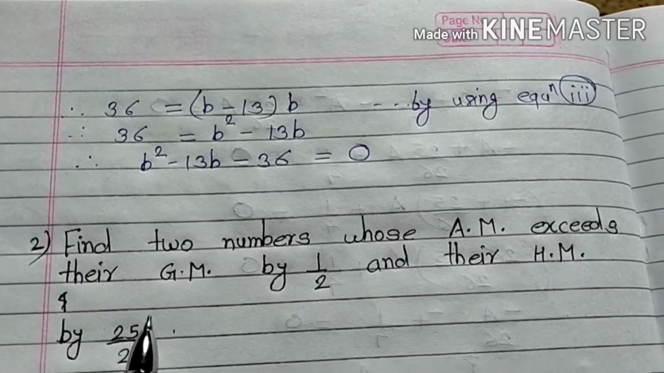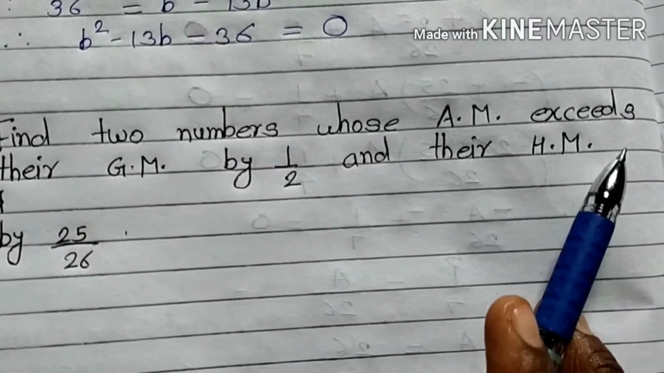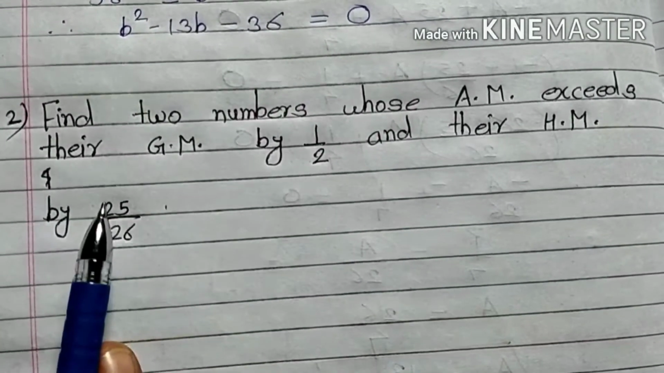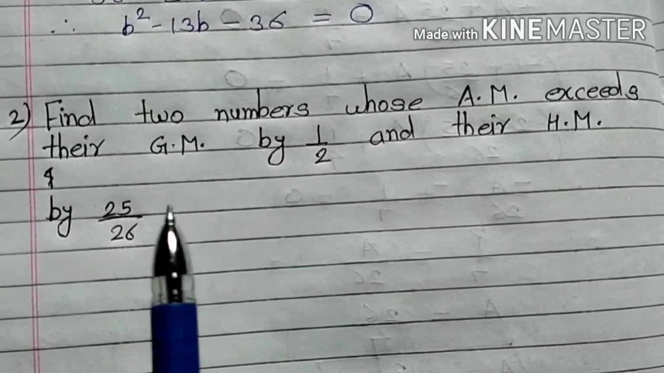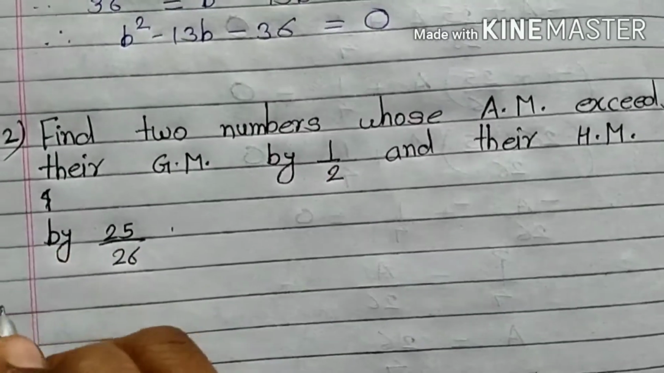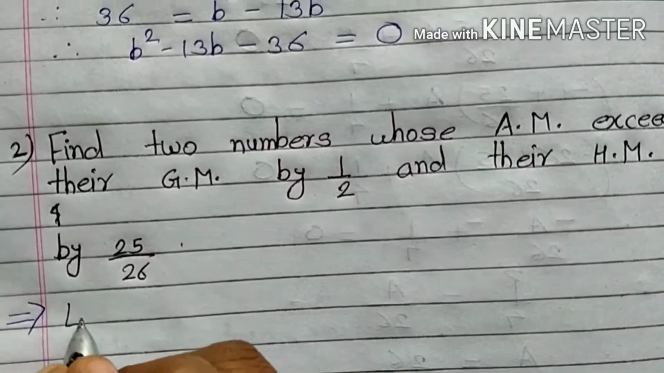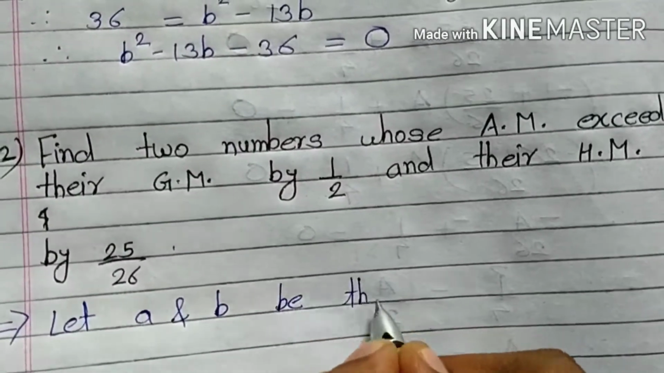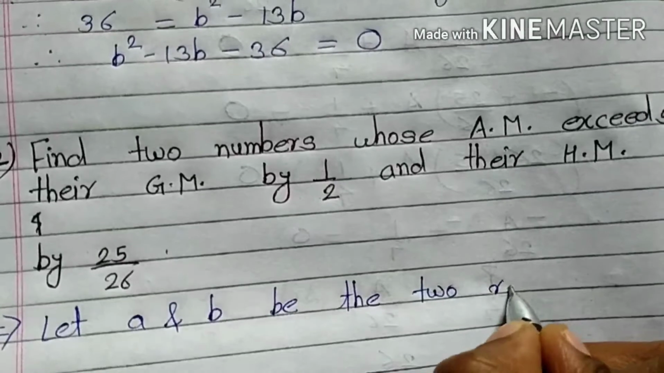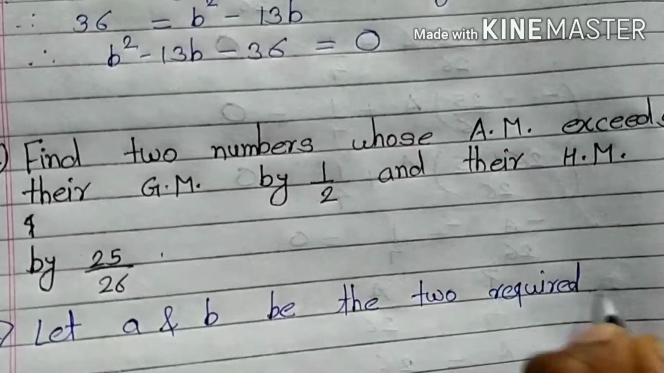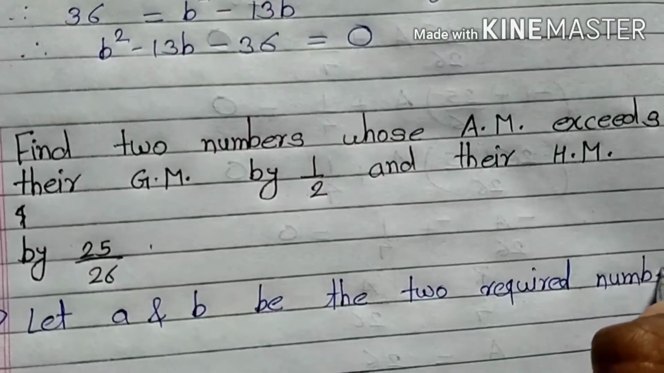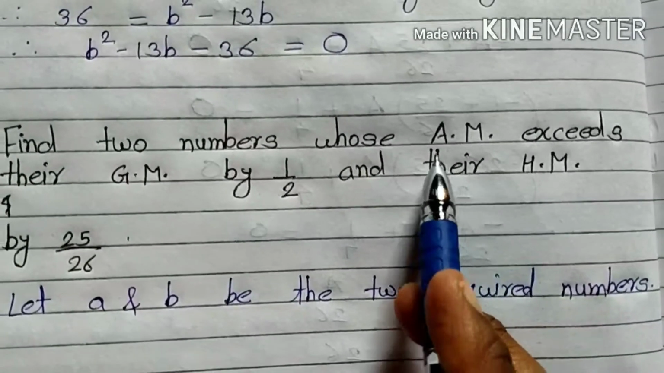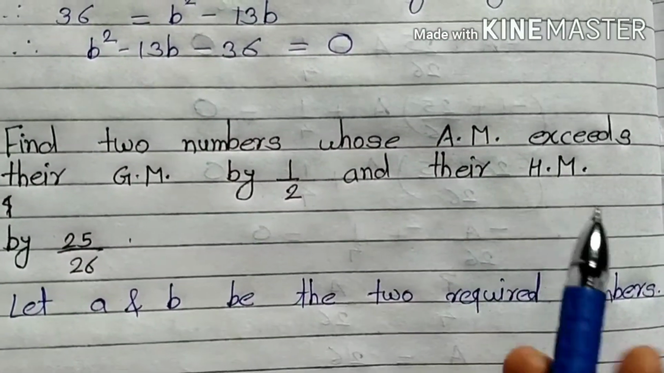Now next example: find two numbers whose AM exceeds their GM by 1/2 and their HM by 25 upon 26. So here we have to find two numbers. Let us start to solve. Let A and B be the two required numbers, then we know the formulas for AM, GM and HM.